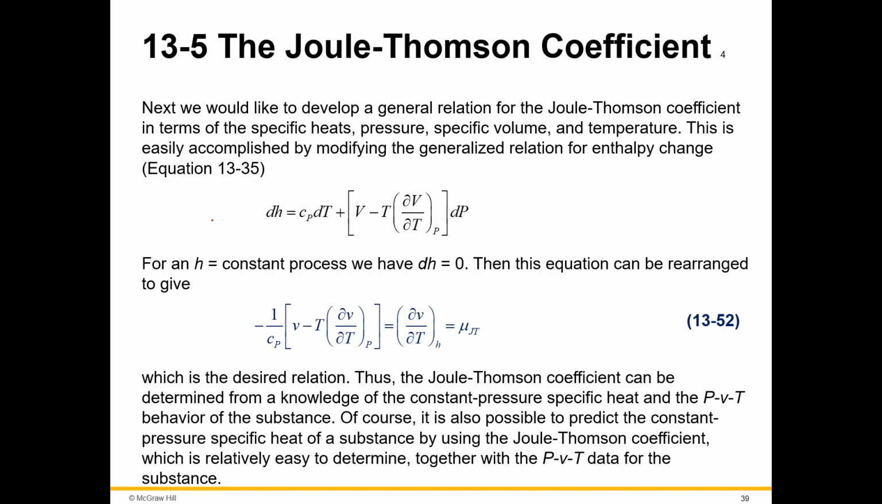And then for H being constant, we have dH is equal to 0 because it is constant. And so then you would just rearrange the equation, and this is the desired relation. So the Joule-Thomson coefficient can be determined from a knowledge of constant pressure, specific heat, and the PVT behavior of the substance.